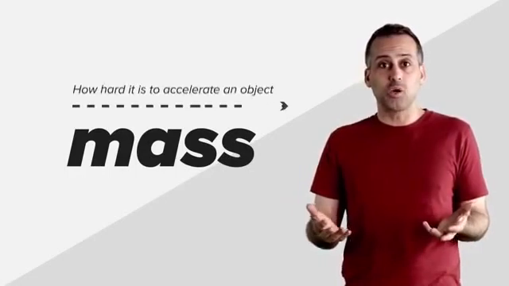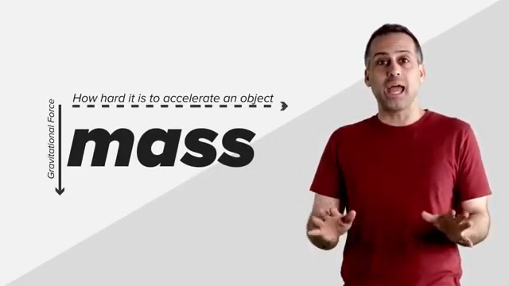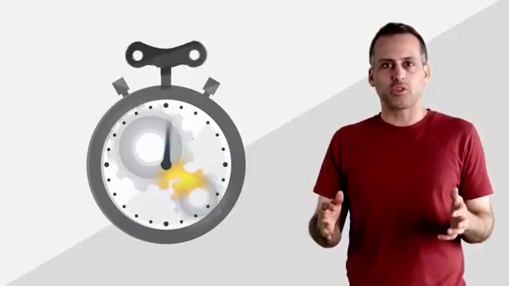You can think of it as an indicator of how hard it is to accelerate an object, or an indicator of how much gravitational force an object will feel. But either way, a ticking watch simply has more of it than an otherwise identical stopwatch. Some more examples might help to clarify what's going on here.